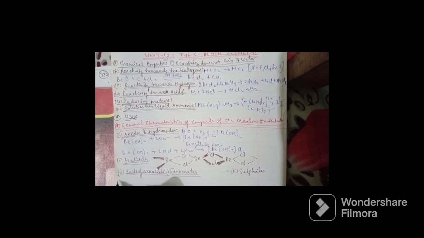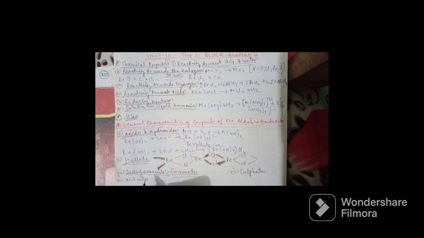In terms of nitrates, nitrates are made by dissolving carbonates in dilute nitric acid. Magnesium nitrate crystallizes with 6 molecules of water, whereas barium nitrate crystallizes as the anhydrous salt. This again shows a decreasing tendency to form hydrates with increasing size and decreasing hydration enthalpy.